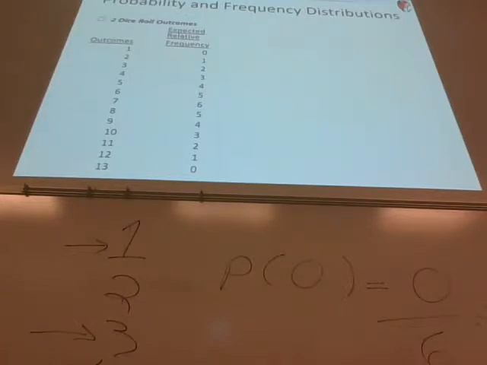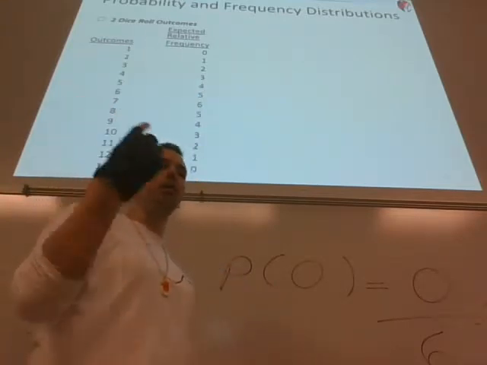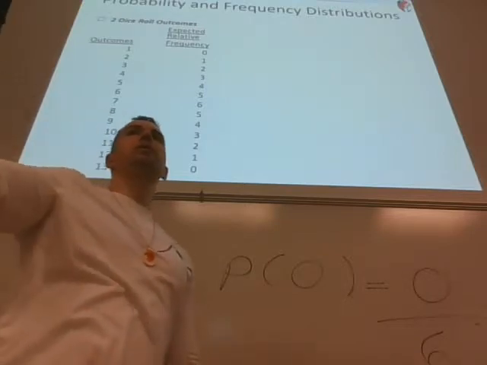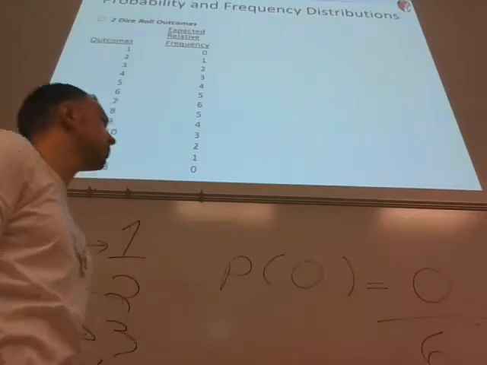There's only one way to roll a 2. You got to roll a 1 on the first die, 1 on the second die. There are 2 ways to roll a 3. You can either roll a 1 and a 2, or you can roll a 2 and a 1. Right? So 2 ways to roll a 3. 3 ways to roll a 4. You can roll a 1 and a 3, a 2 and a 2, or a 3 and a 1. Those are the 3 ways to roll a 4.